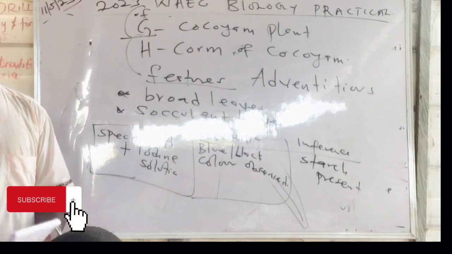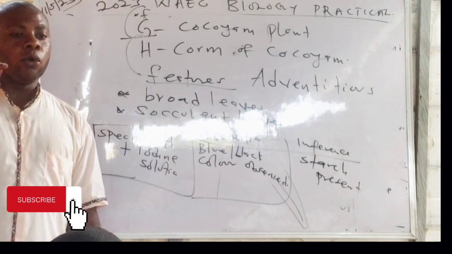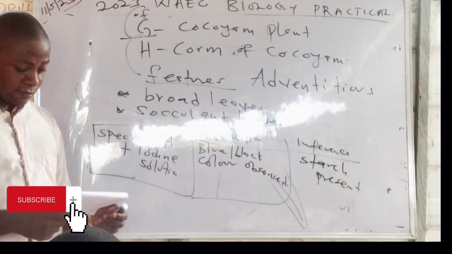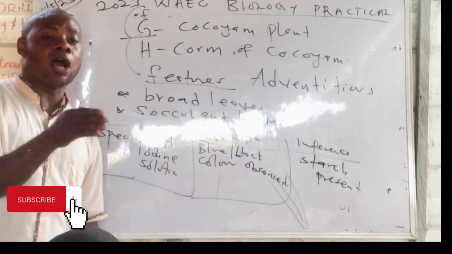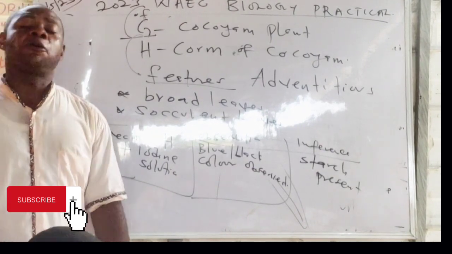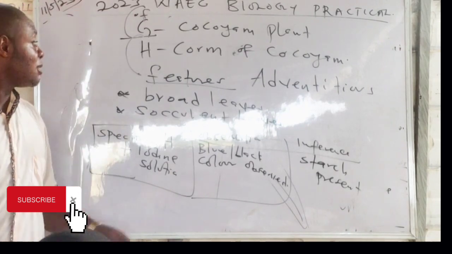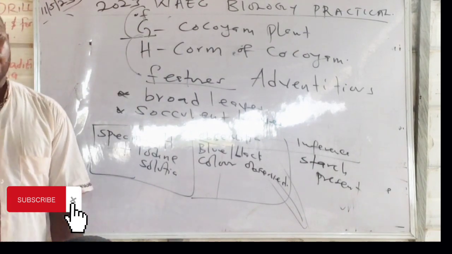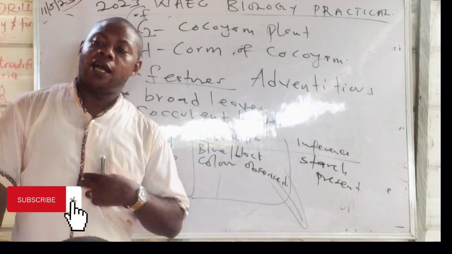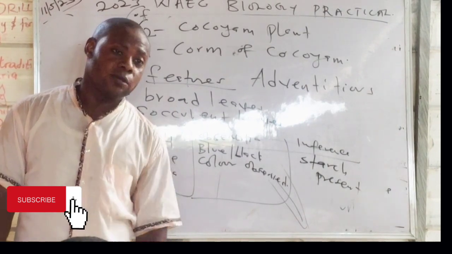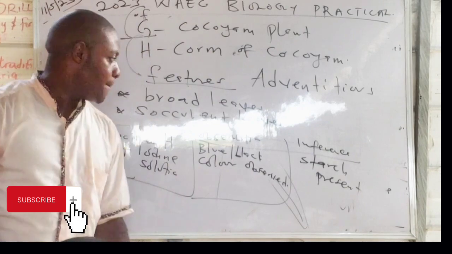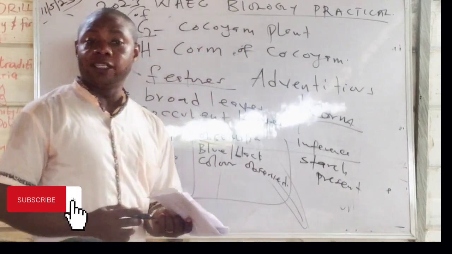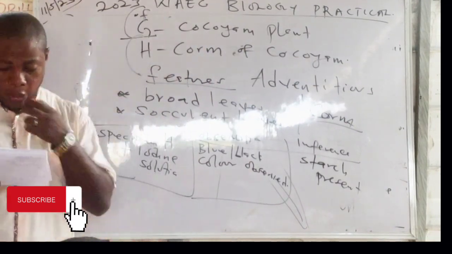And don't forget the method of propagation. Or they can ask you, what is the method of reproduction? What type of reproduction is exhibited by specimen H? Is it sexual or asexual? Asexual, through vegetative propagation, by corm. They use their corm for vegetative propagation. Please take note of all these things.